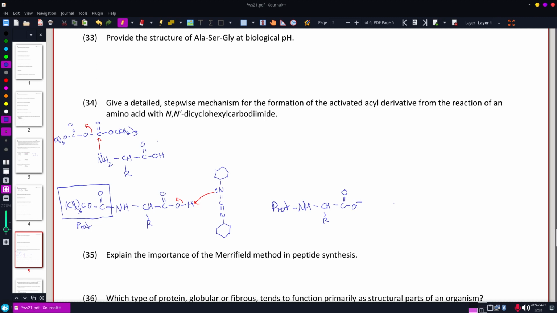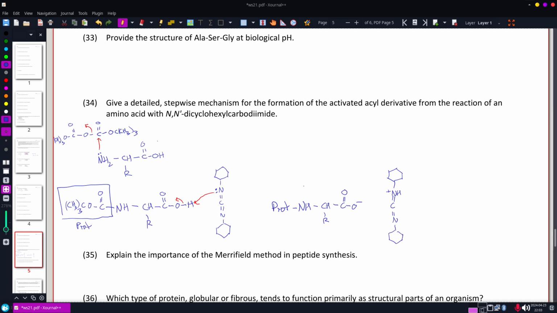And my dicyclohexyl has an H on it now, making this one slightly positive. The rest of that structure is exactly the same.